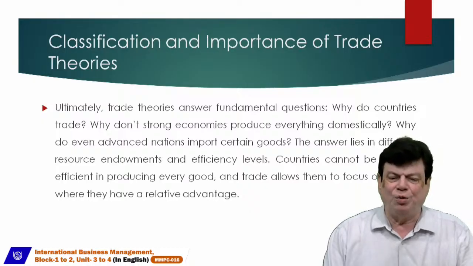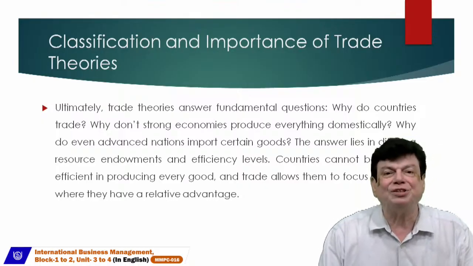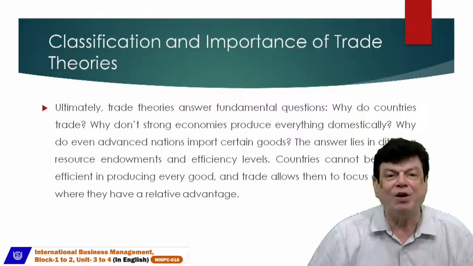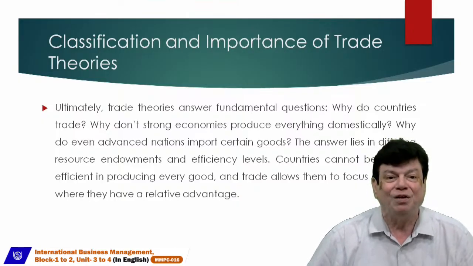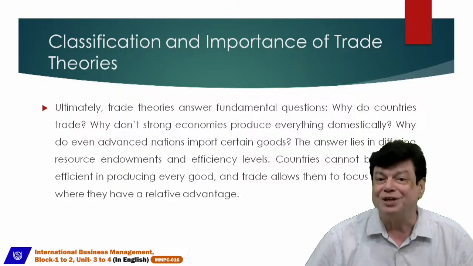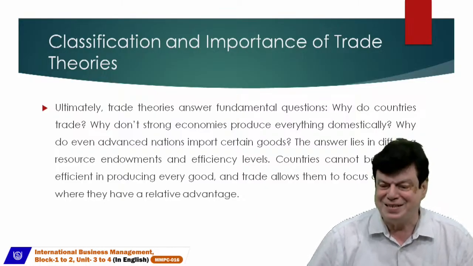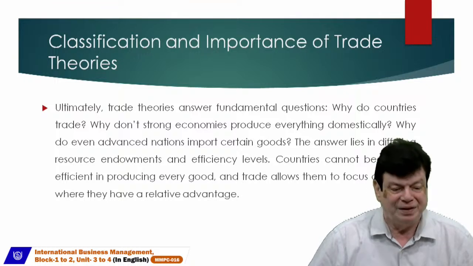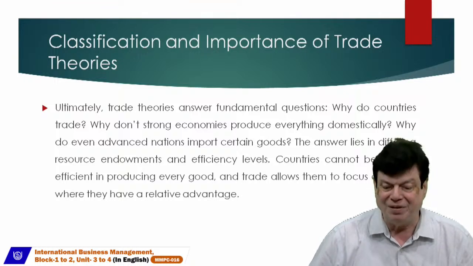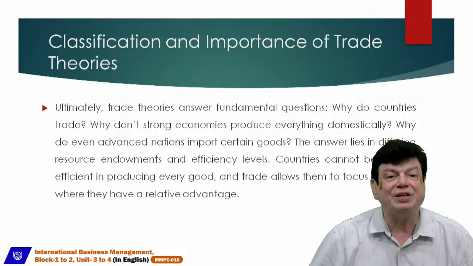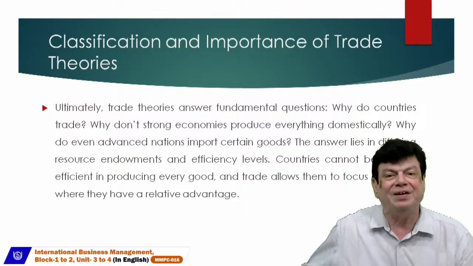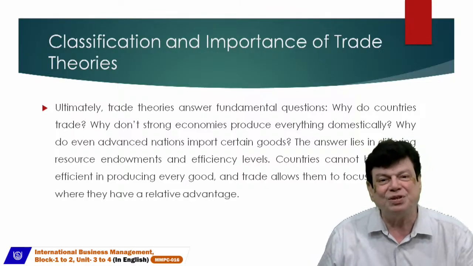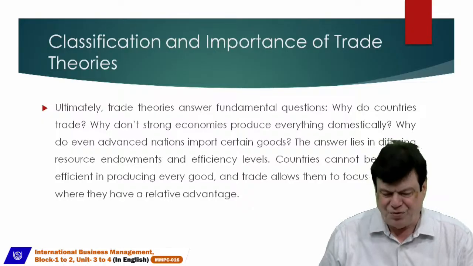So trade theories answer fundamental questions. Why do countries trade? Why don't strong economies produce everything domestically, which is not possible? Why do even advanced nations import certain goods? The answer lies in differing resource endowments and efficiency levels. Countries cannot be equally efficient in producing every good, and trade allows them to focus on goods where they have a relative advantage, which they can produce with good quality.